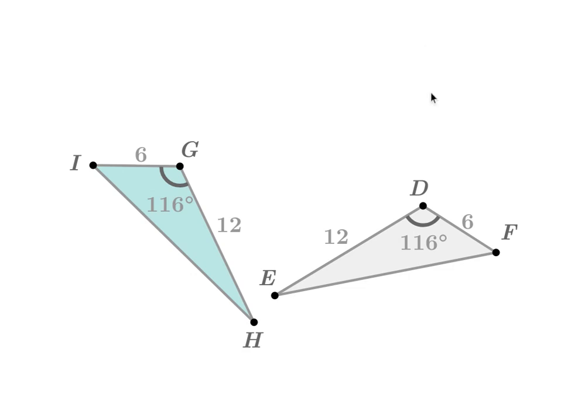Now, if I only had 6 and 116 degrees, this could be a lot of different lengths, right? So this length could be 14, and that would make this length a whole lot longer as well. So that's the basic idea. You can't do it from just an angle and a side. You can't do it from just an angle and another side. It won't work like that, even if they look like they're congruent.